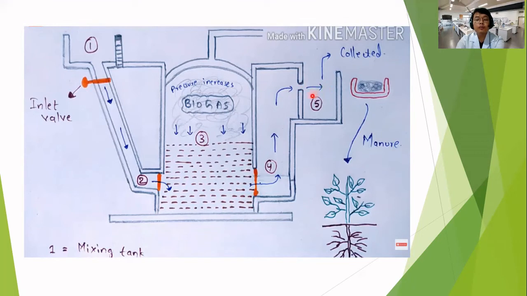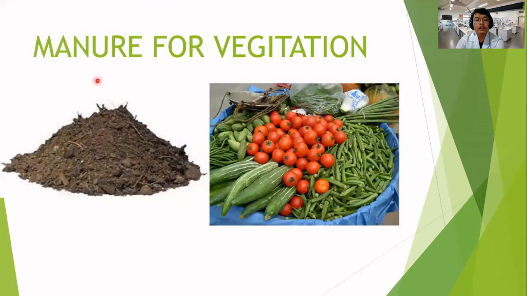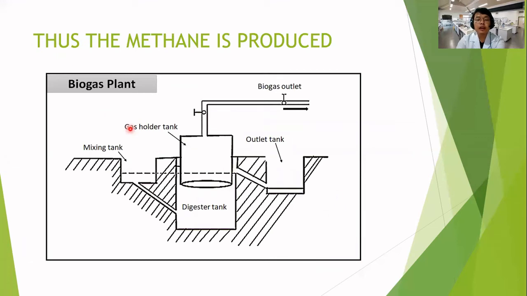And here, in the outflow tank, the remaining part of the cow dung slurry is collected as manure for plants. The manure is very essential for our vegetation, which we produce in our daily lives. And thus the methane is produced. While the methane is produced, the methane gas, or biogas, is stored inside the biogas tank holder. And here the biogas is taken out from a biogas outlet and stored in a cylinder.